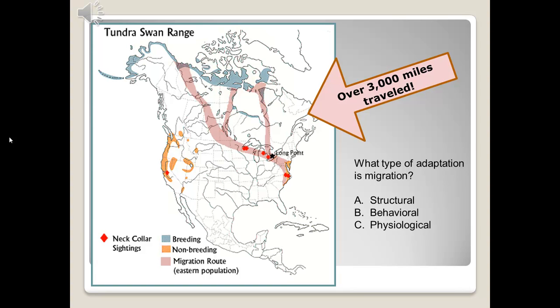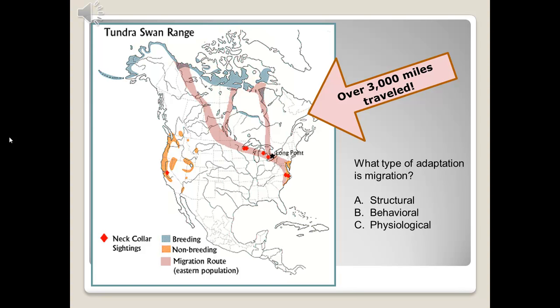This map shows the range through which the tundra swan travels, again over 3,000 miles traveled. Note the upper reaches of Alaska and Canada and traveling south-southeast to the eastern coast of the United States.